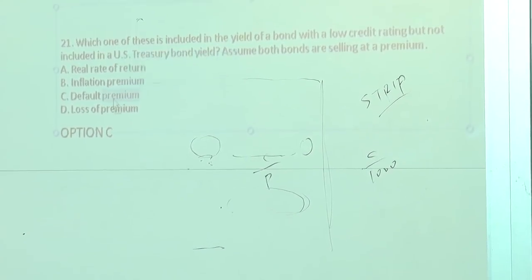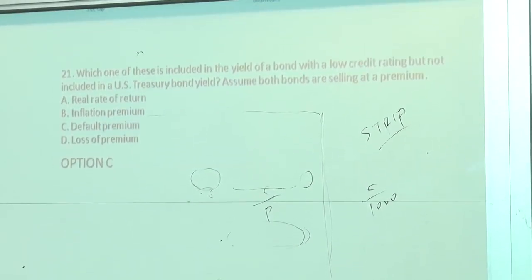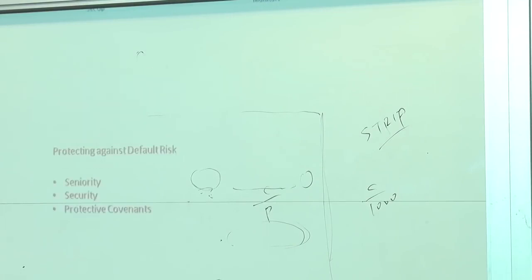Default premium is compensation for a higher default risk for a low credit rating bond. Seniority, these are institutional background knowledge. When the debt issuers are paying off debt, they have a sequence, an order. Debt that is paid off first is senior to other debt. Debt paid later is junior. So the more senior the bond is, the less default risk it bears.